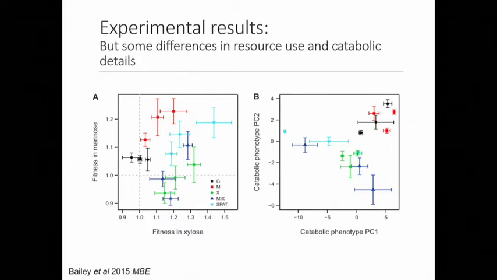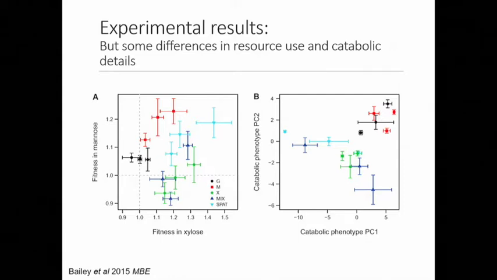But you can see, for example, all of these red points are grouping close-ish together. These are the ones that were evolved in the mannose environment. So you can see, not surprisingly, they're high up here on the axis looking at fitness in mannose. So just to give you an idea that there was some similarity at that level.